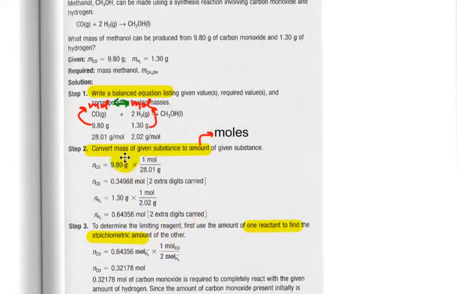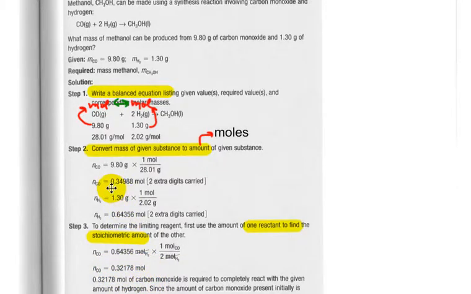Okay, and then it doesn't matter, we could either use the moles of CO and figure out how many moles of H2 we would need, or we could use the moles of H2 and figure out how many moles of CO we use. Doesn't matter. This example, they chose to look at hydrogen. So we take our 0.64356 mole of hydrogen, and to figure out moles of hydrogen and moles of carbon monoxide reacting, it's a 2 to 1 ratio. Starting with 2, going to 1, 0.32178 moles of carbon monoxide is what we would need.